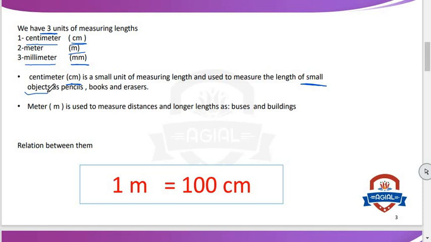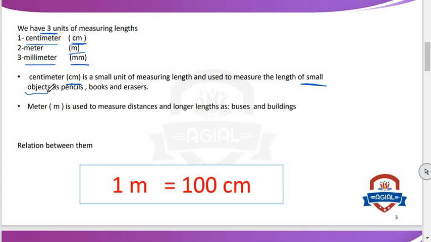Again, centimeter, or denoted by cm, is a small unit of measuring length, and used to measure the length of small objects. Like what? Pen, pencil, book, erasers, and so on. Do you understand it well?